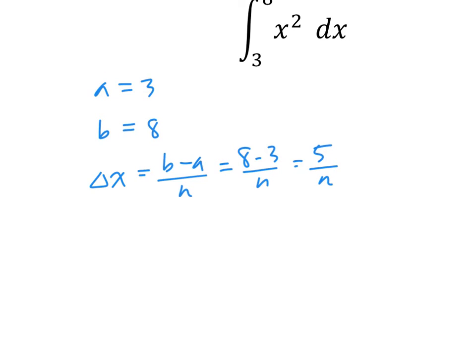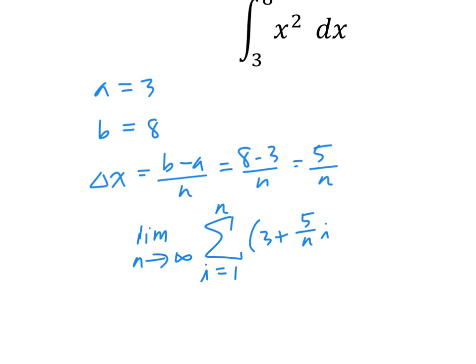Summation notation is going to start with limit as n goes to infinity, the sum from i equals 1 to n of what? 3 plus 5i over n, or 5 over n, either way is fine. And then squared, not plus, times 5 over n. So you're plugging in a plus delta x i into the function, being x squared, in for x. Correct.